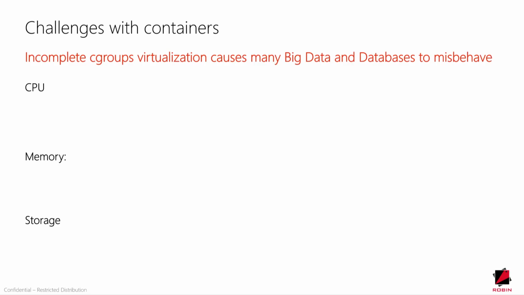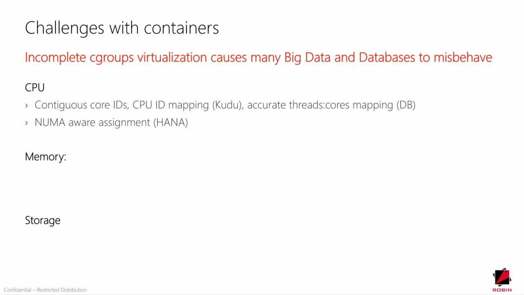So what are the challenges? And you can divide that into three camps: the CPU, the compute side, the memory side, and the storage side. On the compute side, there are applications that require that the CPUs that you give inside a container follow a contiguous CPU ID space. Kudu, for example, has another quirk where it says that, OK, when I query /proc/cpuinfo, what I see there assigned to me should also match a few other files that are there within the sysfs, procfs file system.